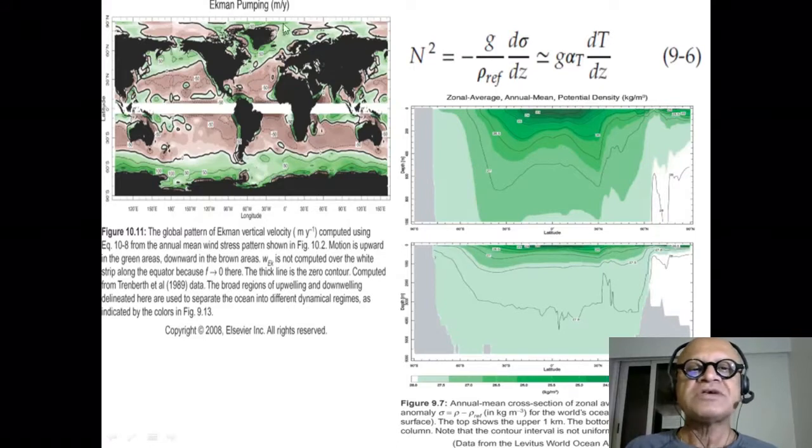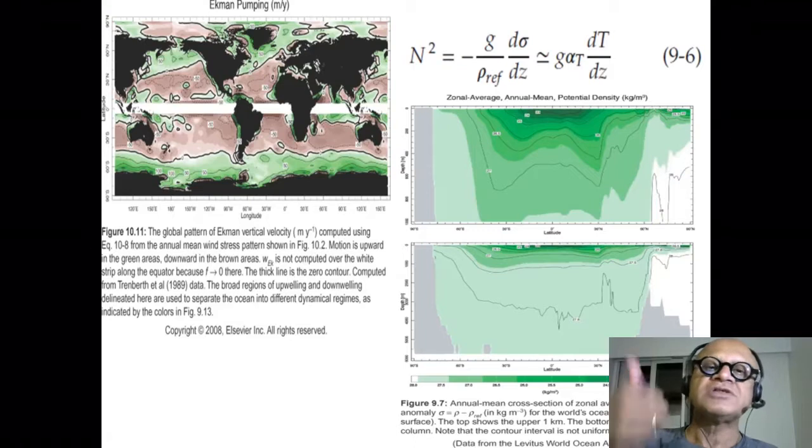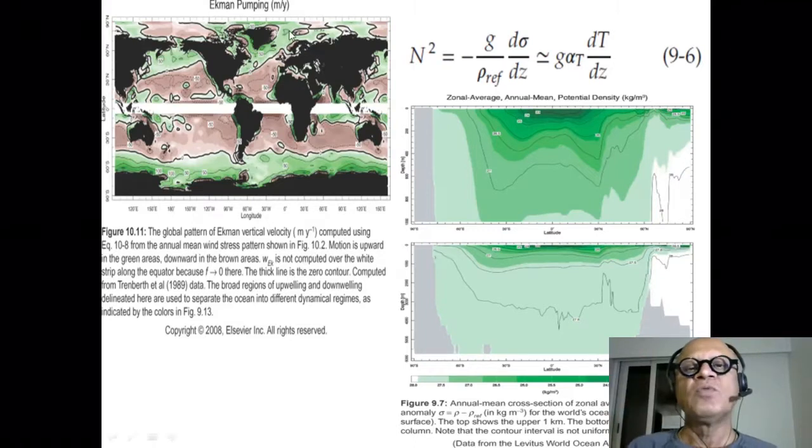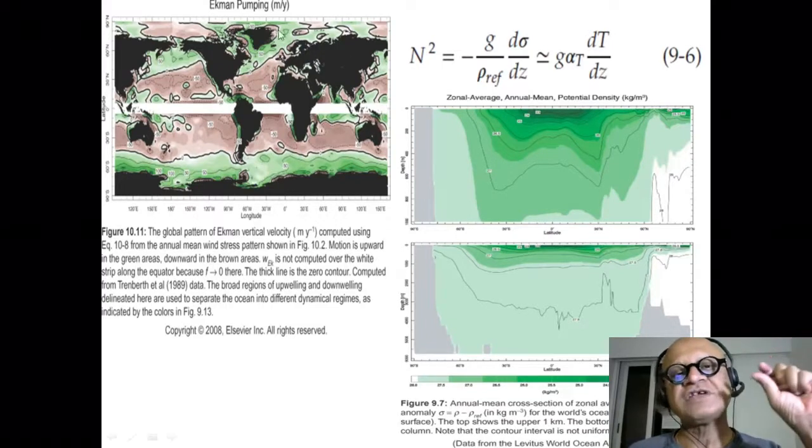Ekman pumping is also favorable where it is negative, you have water being pushed down. Where it's positive, you have water being pulled up. You can think of that just in terms of E minus P and buoyancy loss and the whole mixed layer physics, etc.